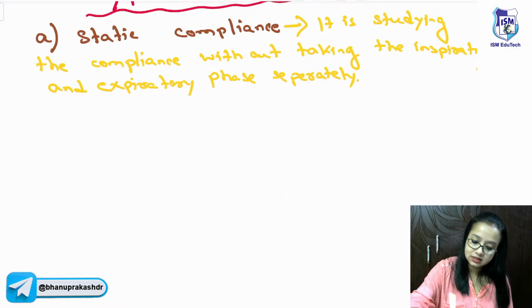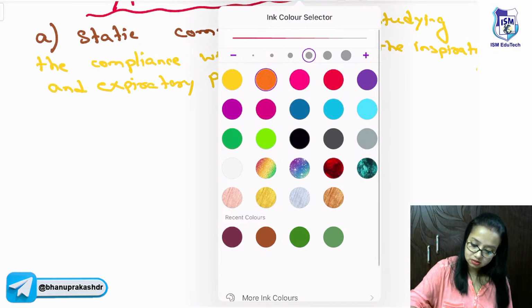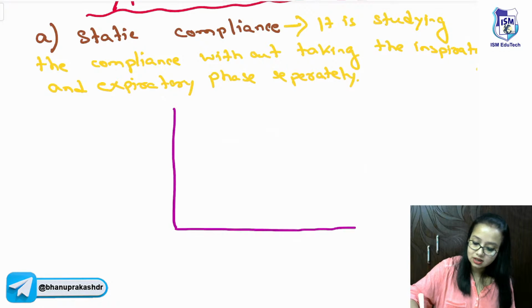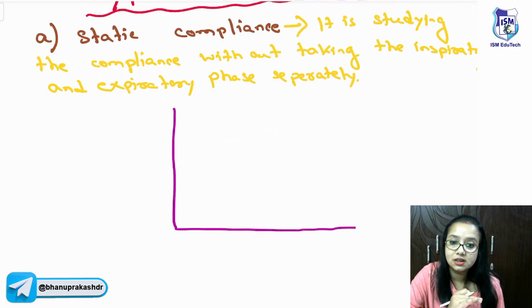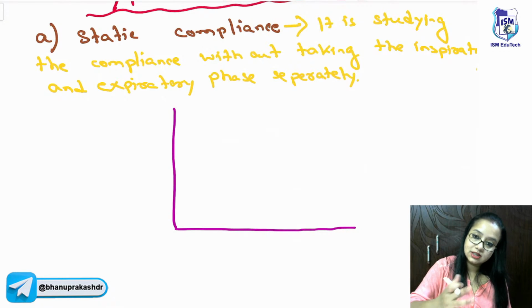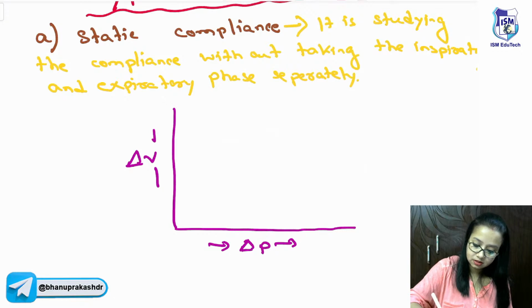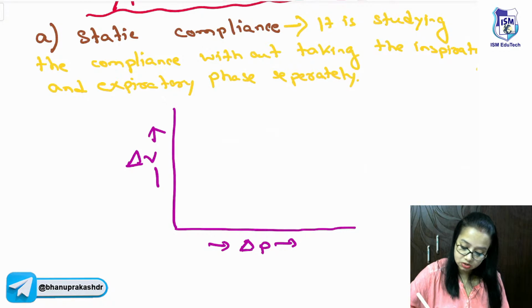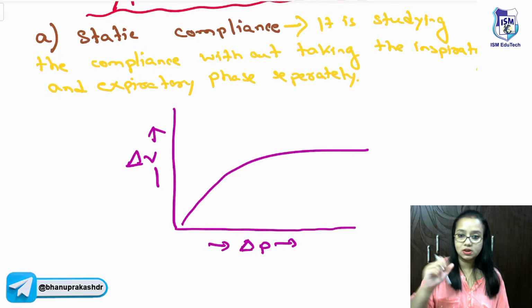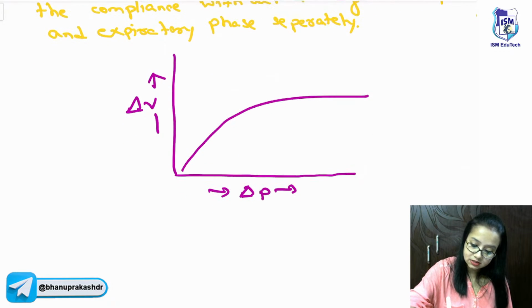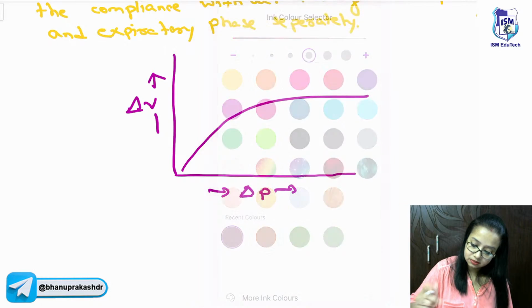So when we study the static compliance, we get a graph like this, because it is not taking the inspiration and expiration separately. On your x-axis, as usual, you have the change in the volume, and here you have the pressure scale. So the graph that we get, which is normal, is something like this. Only one graph we get, because inspiration and expiration stages are not taken into account separately.